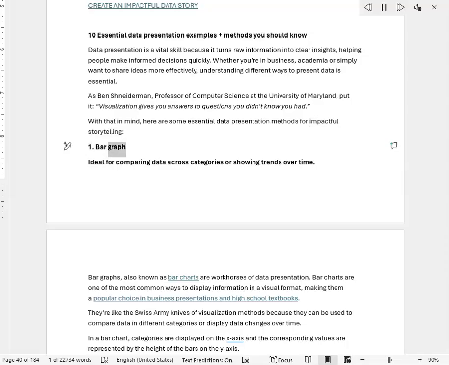1. Bar graph. Ideal for comparing data across categories or showing trends over time. Bar graphs, also known as bar charts, are workhorses of data presentation.